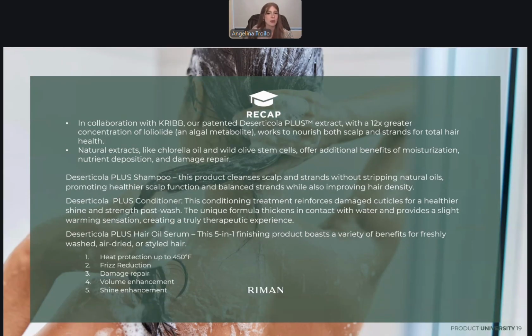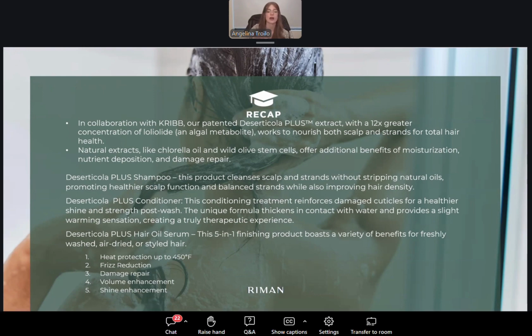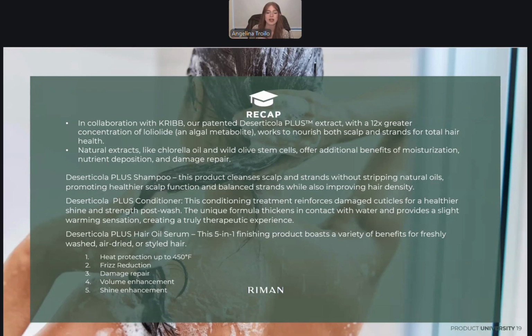So in the creation of the Bodolab Deserticola hair care products, we utilized a collaboration with the Korea Research Institute of Bioscience and Biotechnology to patent an ingredient known as Deserticola Plus, which is a 12 times greater concentration of lololide, an algal metabolite, to nourish both scalp and strands. Natural extracts like chlorella oil and wild olive stem cells offer additional benefits of moisturization, conditioning, nutrient deposition, and damage repair as well. Now, a Deserticola Plus shampoo not only cleanses the scalp and strands from both macro and micro impurities, but it helps to begin promoting healthier scalp function and balanced strands.